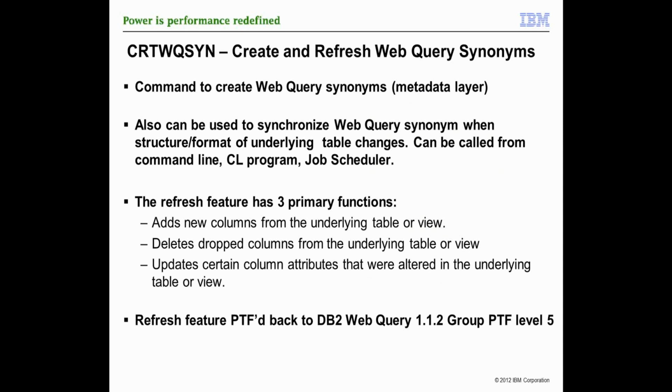The first one is to create and refresh Web Query synonyms. So now you can say, okay, I want to create a Web Query synonym over these files or set of tables in a library or a single file, and it will go off and do it through a command line interface. This has been around for a little while. Something that we added recently was the ability to refresh the metadata from this same command. And by refresh the metadata, I mean whenever you add new columns or delete columns from your underlying tables, the metadata layer on the Web Query side is going to get out of sync. It's not going to know about these new columns.